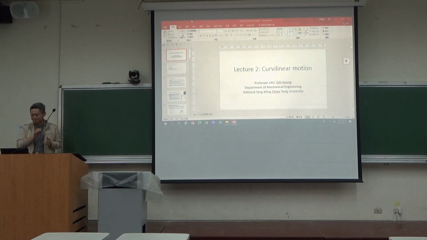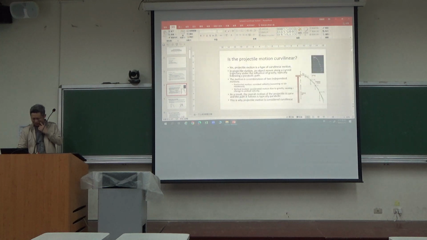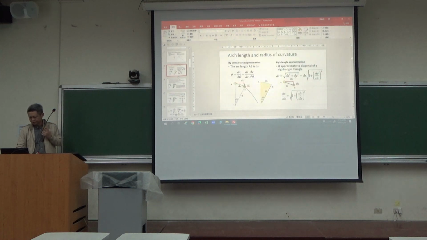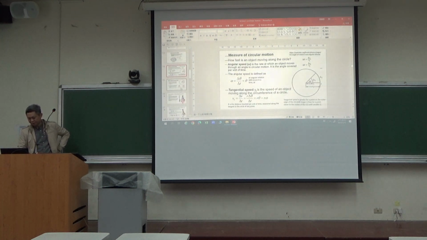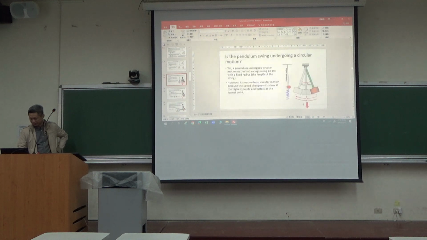To practice some examples of curvilinear motion. Last week we learned about the determination of curvature of projectile motion. We also determined how to find the centripetal accelerations, using the example of a pendulum.